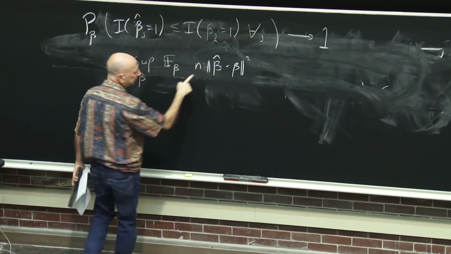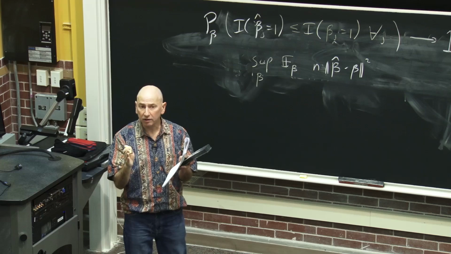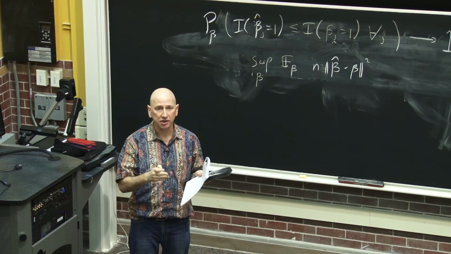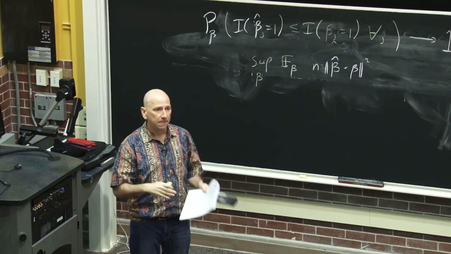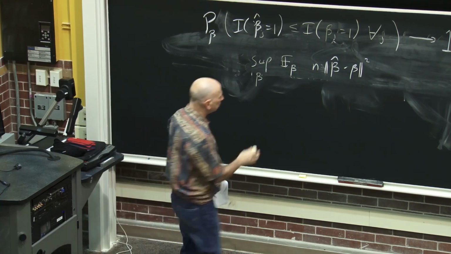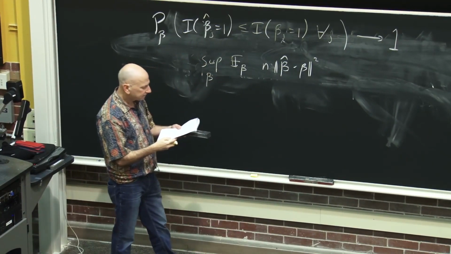Why am I multiplying it by n? Because we're in a finite dimensional situation, and we know that the mean squared error goes to 0 at a rate like 1 over n, right? The bias squared plus the variance. For a parametric problem, fixed dimension, it's like 1 over n. So to keep this at a fixed scale, I'm multiplying it by n.